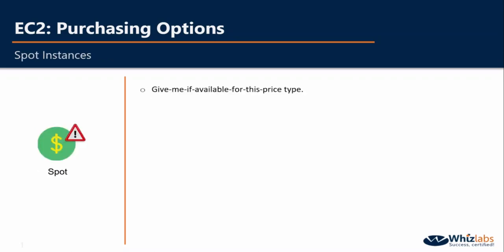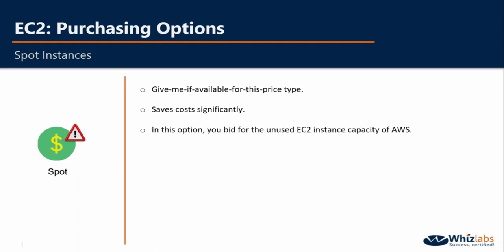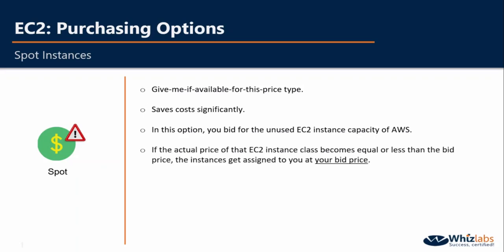Spot is the "give me if available for this price" type. This is a significantly cost-saving option. In this option, you bid for the unused EC2 instance capacity of AWS. That is, you tell AWS that you are prepared to pay X amount if EC2 instance capacity is available. If the actual price of that EC2 instance class becomes equal to or less than the bid price, the instances get assigned to you at your bid price.